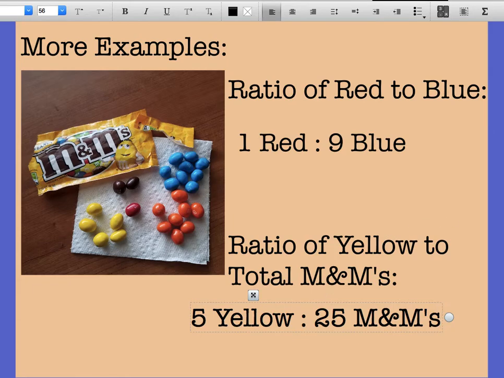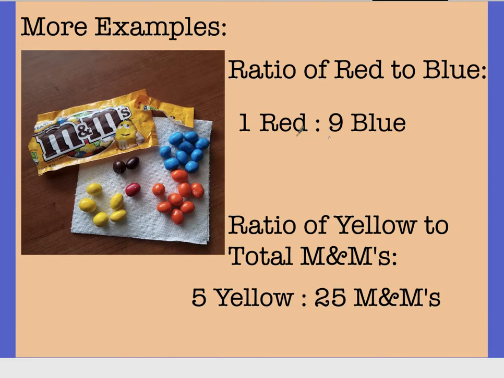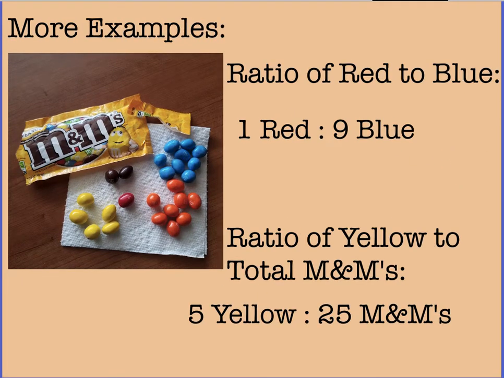All right, and in each of these two, this red to blue, notice that this would be a part to part because I'm comparing two things there. I'm going to circle these really quickly. So we're comparing just the red and the blue. So those are only parts of the M&Ms.